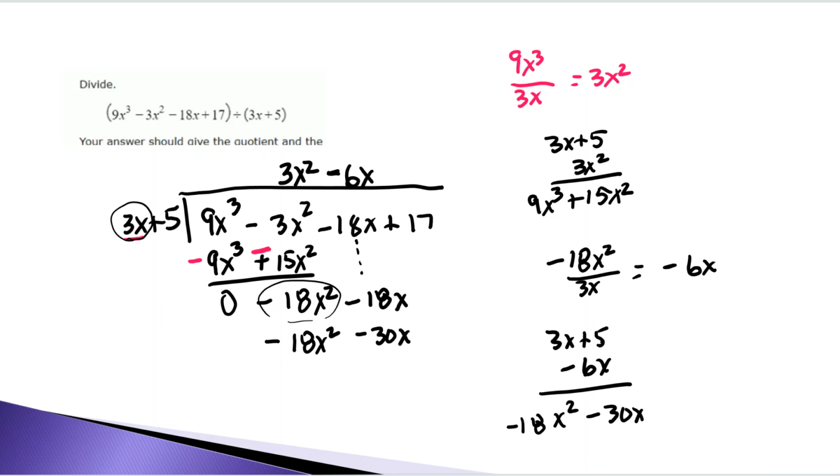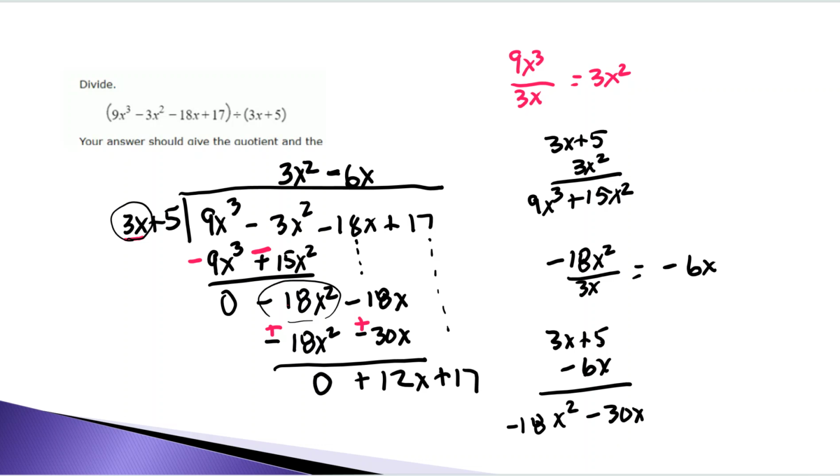And again, I want to subtract. I suck at subtracting, so I'm going to change the signs. Negative 18 plus 18 is a 0. Negative 18 plus 30, that's 30 minus 18. That should be a positive 12x. Let's see, 12 plus 18 is 30, so that's correct. Okay. And then as before, I bring the next term down and I repeat.